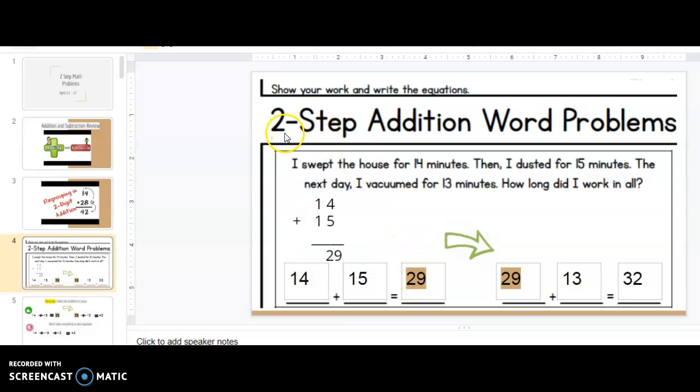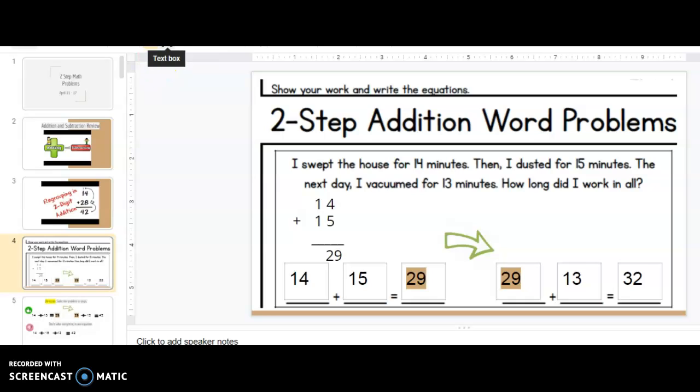Okay, next, but we know it's not a one step, it's a two step. So let's keep reading. The next day, I vacuumed for 13 minutes. How long did I work in all? So the question is asking us the 14 minutes plus the 15 minutes plus the 13. So we're going to take this 29 that we just did, and that number is going to be the first number in this box. The minutes that we haven't added yet is how long they vacuumed for. So we're going to put 13 in that box.